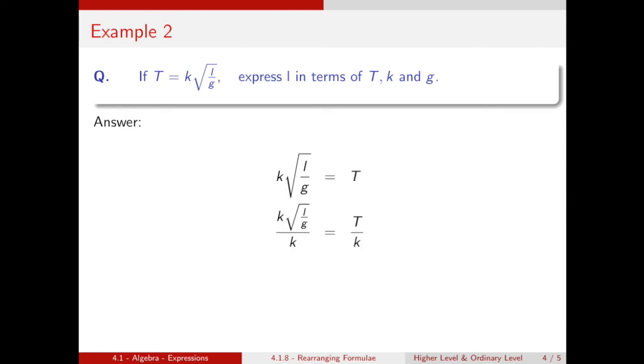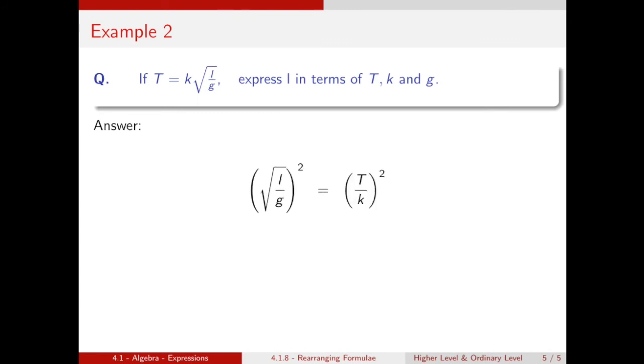So firstly, I can divide both sides by k, so k times root of L over g divided by k equals t divided by k. On the left hand side, the k's cancel top and bottom, so I'm left with the root of L over g equals t over k. Now I want to get rid of the square root. How can I do that? I can do that by squaring the left hand side, but if I square the left, I have to square the right as well.